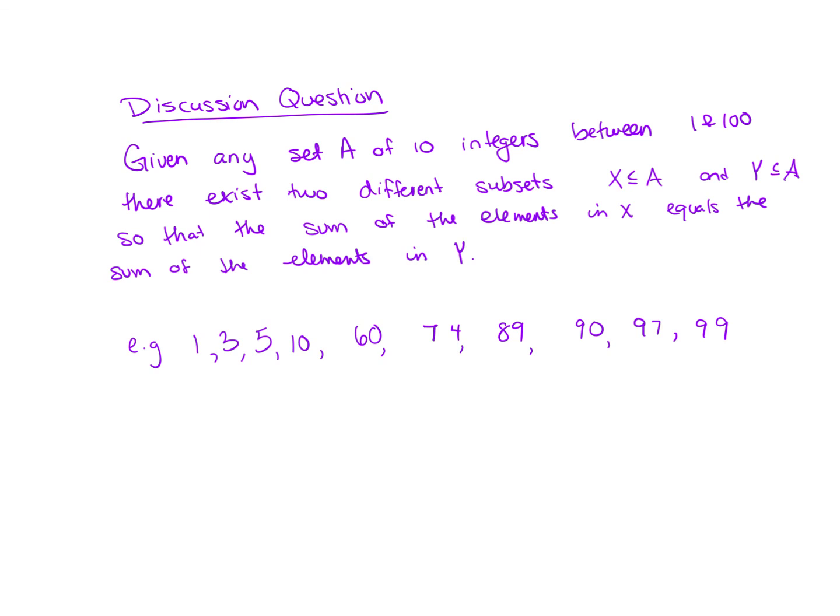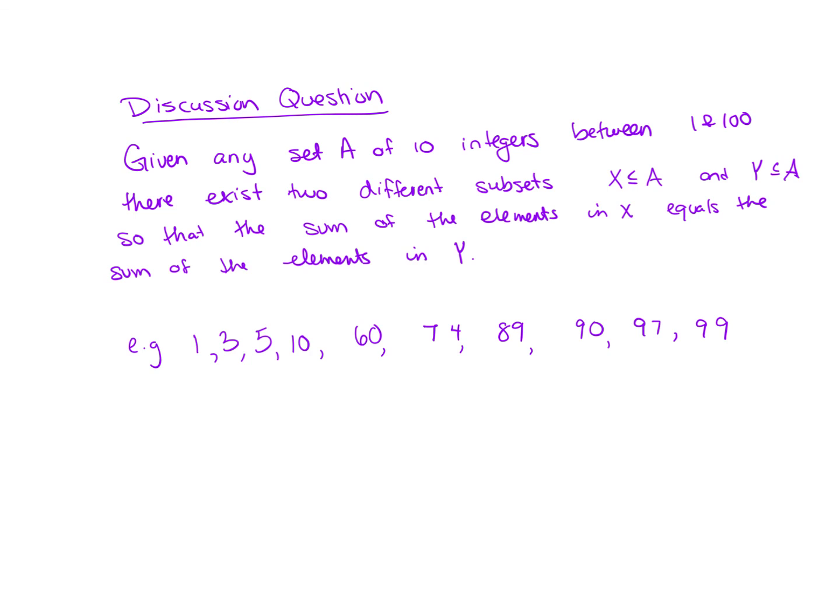Okay, so this is a surprising application of the Pigeonhole Principle. So as you're thinking about this question, definitely think about it in terms of the Pigeonhole Principle. So let's say I have a set that has 10 integers between 1 and 100. Then I can pick off 2 different subsets, X and Y, so that the sum of the elements in X equals the sum of the elements in Y. So no matter which 10 numbers I write down, as long as they're between 1 and 100, I can always pick off some subsets of those, and I should be able to get the sums of those subsets to be equal. So let's try it.